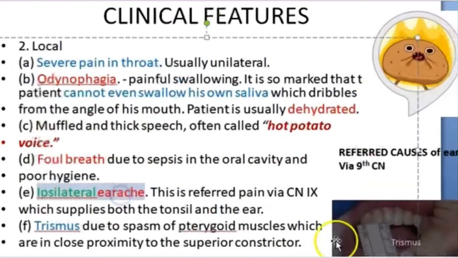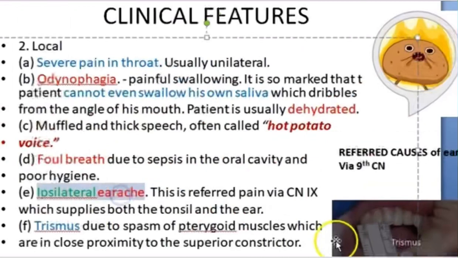Muffled and thick speech, often called hot potato voice. So hot potato voice is a feature of peritonsillar abscess or quinsy. The person is going to have a muffled and thick speech. Foul breath due to sepsis in the oral cavity and poor hygiene. So the person cannot brush properly, he is not able to take care of his oral hygiene. So the foul breath is also found in these people.